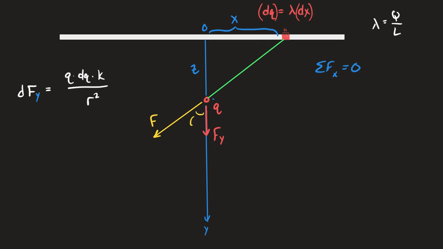Well, this angle, I'm going to call theta. And I'm going to note that the cosine of theta would be the component in the Y direction divided by the whole thing. This is how cosine works. We all okay with this?